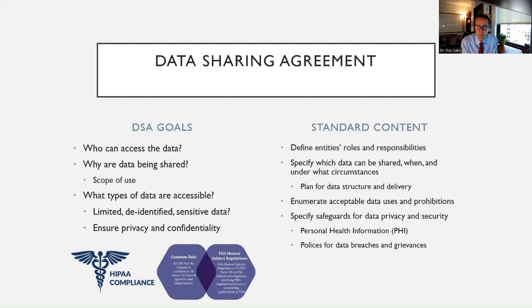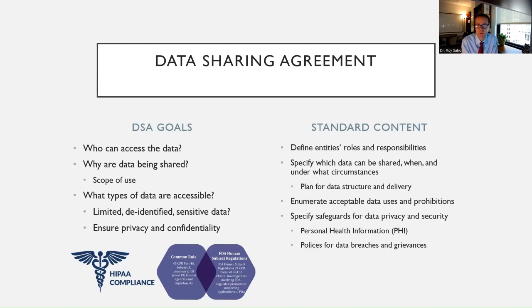The data sharing agreement should also enumerate the acceptable data uses and prohibitions. That goes both for the partner sites and for the consortium coordinating center. As we will see in subsequent slides, it's actually best to limit the data going to the consortium to the bare minimum necessary to achieve the consortium's goals, or in this case, the Alliance's goals. And so we should plan for that up front.